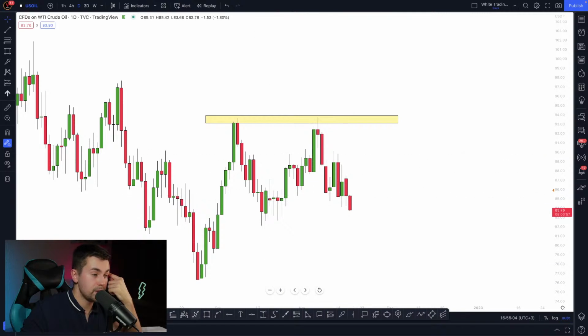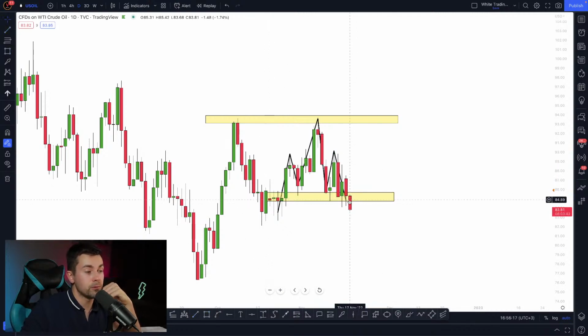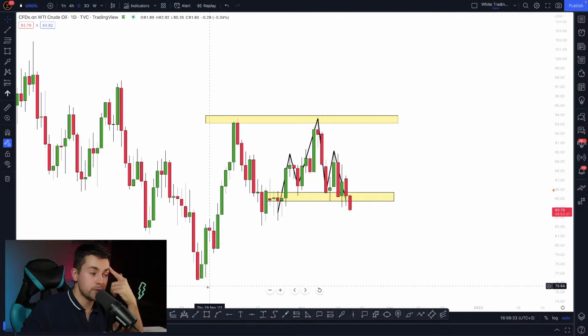Then you can see that once the market dropped, we formed right here a very cute head and shoulders pattern here on a daily. And at the moment, what we see on the pair is the breakout attempt of its support, of its horizontal neckline. And if we close below that horizontal neckline on a daily, then a bearish continuation will be expected on WTI crude oil.